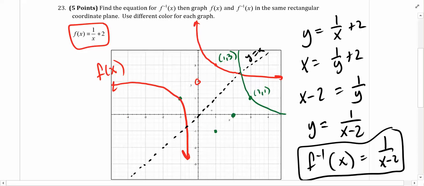It's kind of hard to draw. Like that. There we go. Okay, that's the best of my ability. So this would be f inverse of x, and it would be the graph of that equation there.